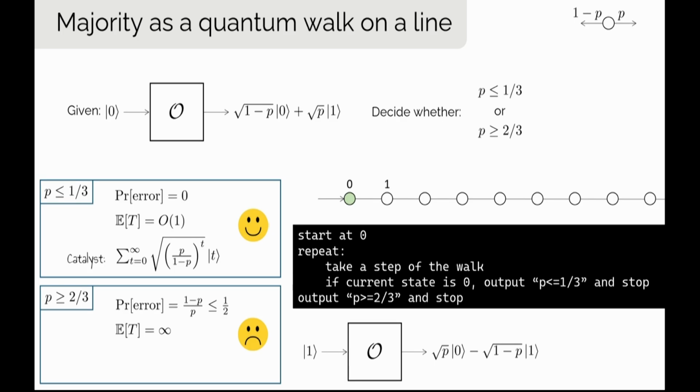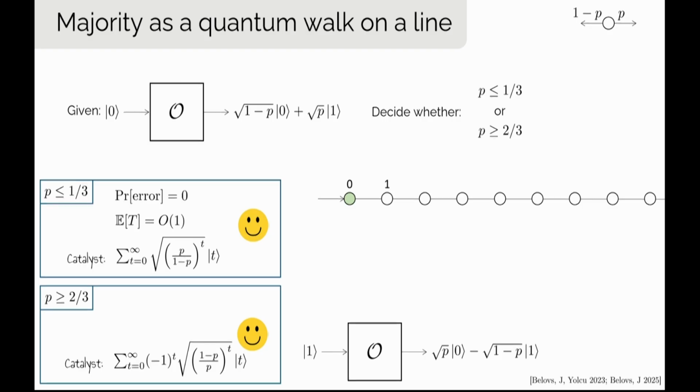And for roughly this reason, we can also get a good catalyst in the p at least 2/3 case, and we can show that the transducer, also in the p at least 2/3 case, has no error. So it actually perfectly distinguishes these things. And it has a catalyst that looks like this. And in the p at least 2/3 case, this state has bounded norm, because then 1 minus p over p is at most 1/2. So in this case, p over 1 minus p is at most 1/2. And in this case, 1 minus p over p is at most 1/2.